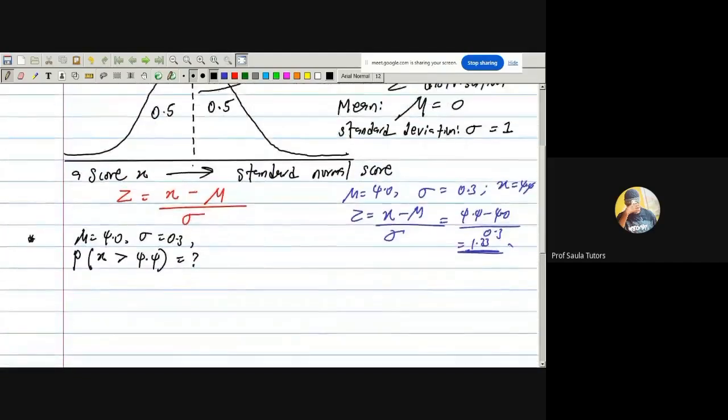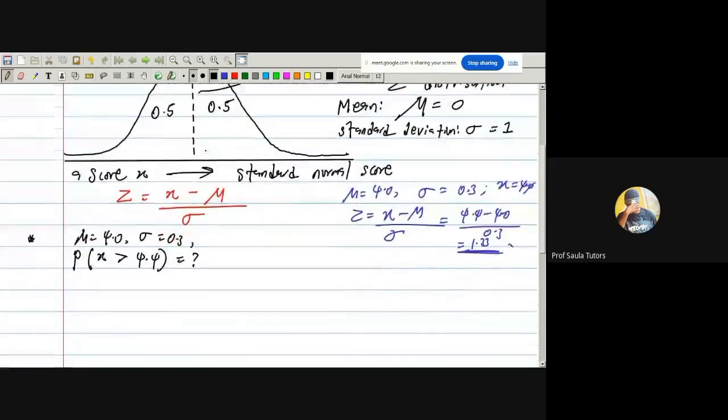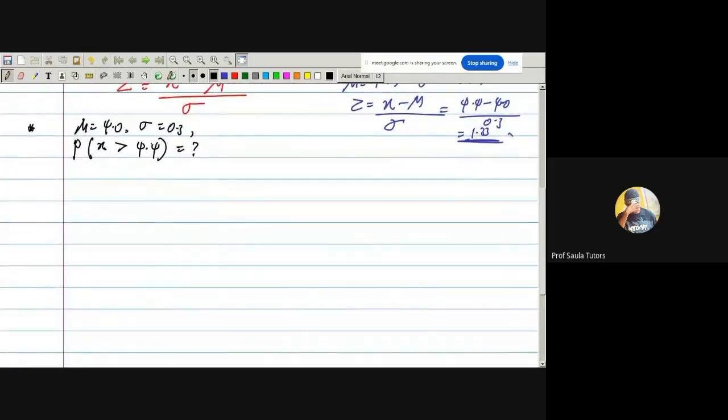Remember, that probability is like you want to find the area under this curve. Now pay attention. The first thing is to standardize this curve that you have here. Standardize it. Are we together? That means Z equals X minus mu over standard deviation. What's my X? 4.4 minus mu 4.0, all over 0.3. If you do this, you have 1.33.